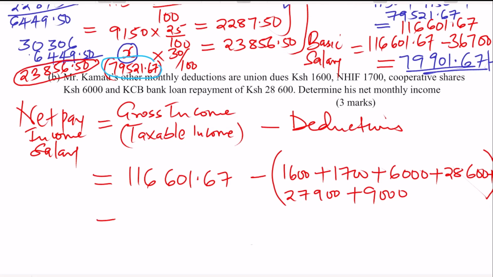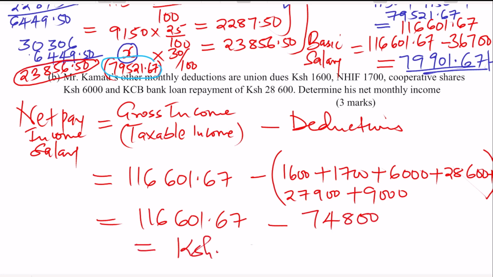So once you add all these deductions, you will get 74,800. All the deductions will amount to 74,800, and when you subtract from 116,601 and 67, you get the net pay or the net salary, which will be 41,801 and 67 shillings. So that is how you're supposed to solve that question.